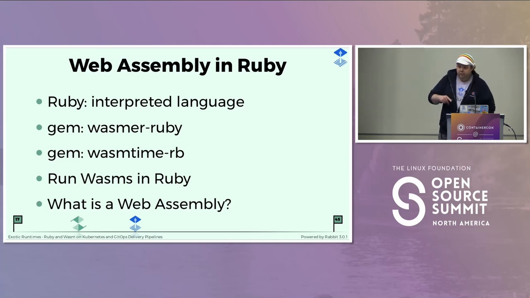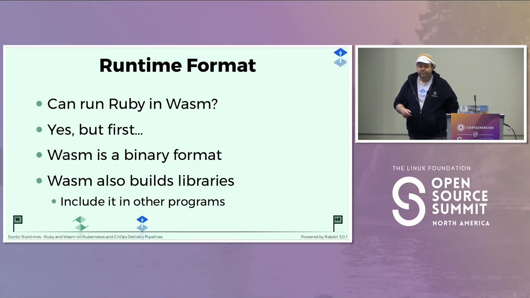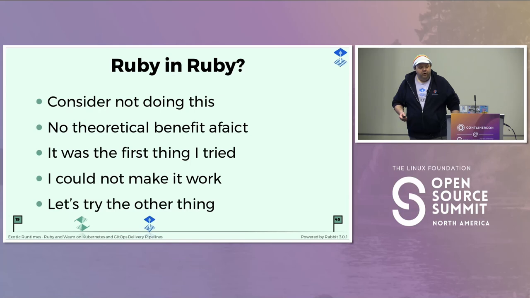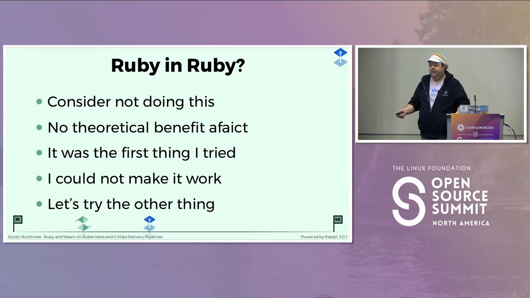So what we're going to do with these is run WebAssemblies in Ruby, not run Ruby in WebAssemblies. And what is a WebAssembly? It is a runtime format, a binary format. And besides being able to run applications as WebAssembly, you can build libraries and include them in other programs, like I said. So if you wanted to bundle a Ruby interpreter inside of Ruby, I would suggest that you consider not doing that because I couldn't think of any benefit, even though that was the first thing I tried. Like I said, I only wanted to use Ruby. I'm not sure why I would use a Ruby in a WebAssembly for Ruby.